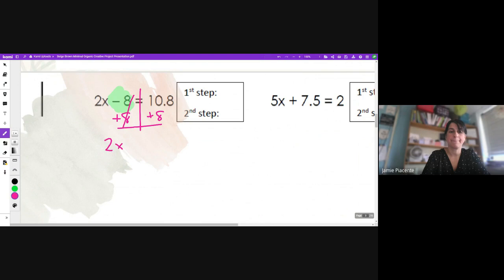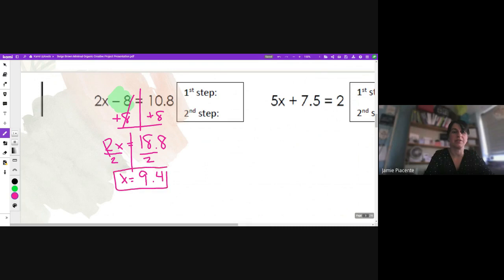So I'm left with 2x over here. 10.8 plus 8 gives me 18.8. Now this is like a one-step equation. I have the 2x. It's touching the x. We undo multiplication by doing division. So divide both sides by 2. 18.8 divided by 2 is 9.4.